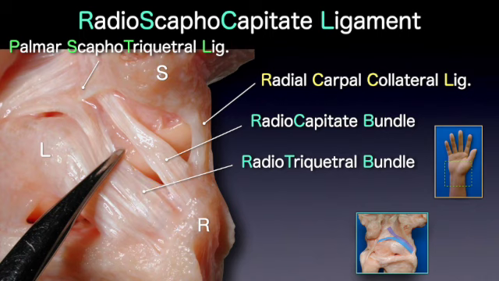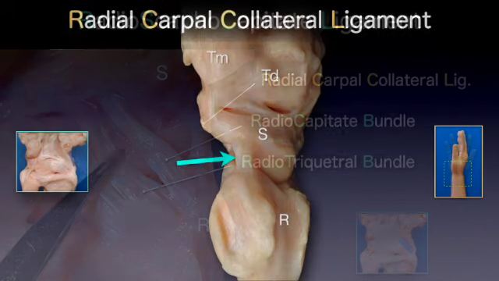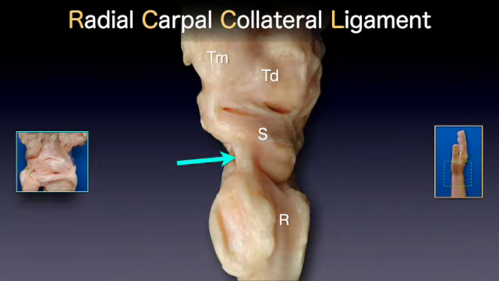to the radius. Some researchers include the radial collateral ligament as a part of the radioscaphocapitate ligament, though it cannot be included in the palmar capsular ligaments because it can be isolated by anatomical dissection on the radial side of the wrist joint.